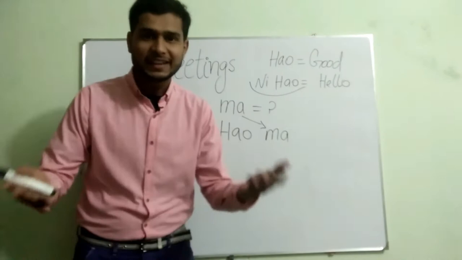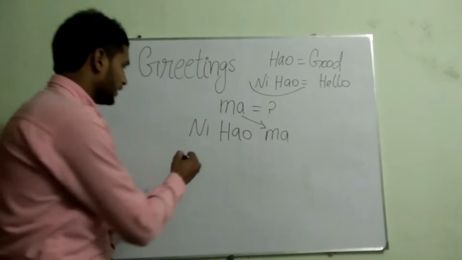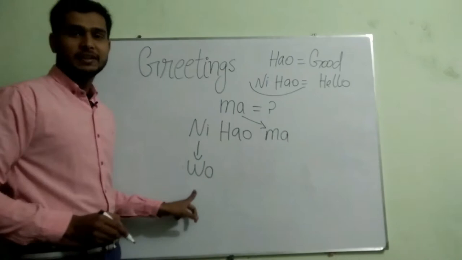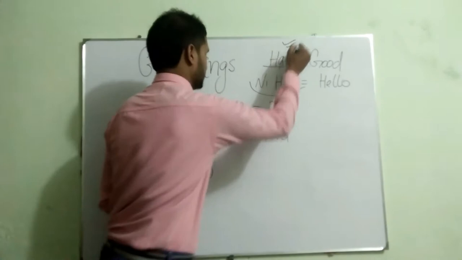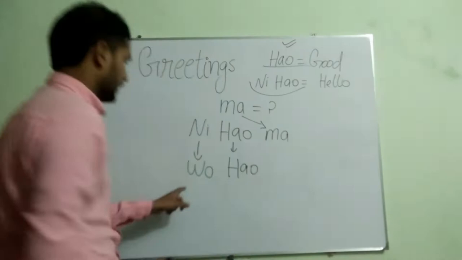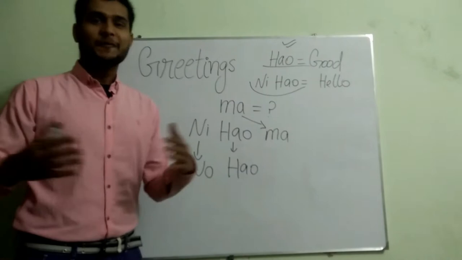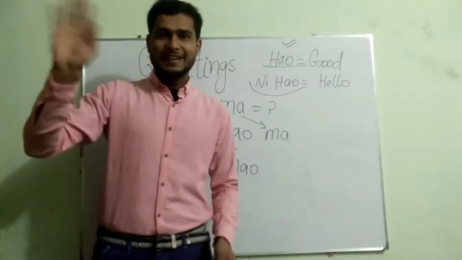The answer to this question is also very simple. In the place of ni, you have to put wo, meaning I. And you know that hao means good. We will put hao here: wo hao. Its meaning is I am fine, I am good. Ni hao ma, wo hao.